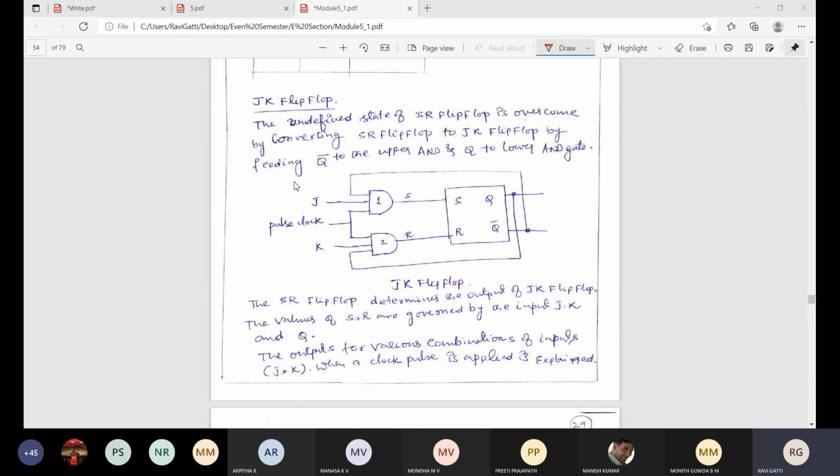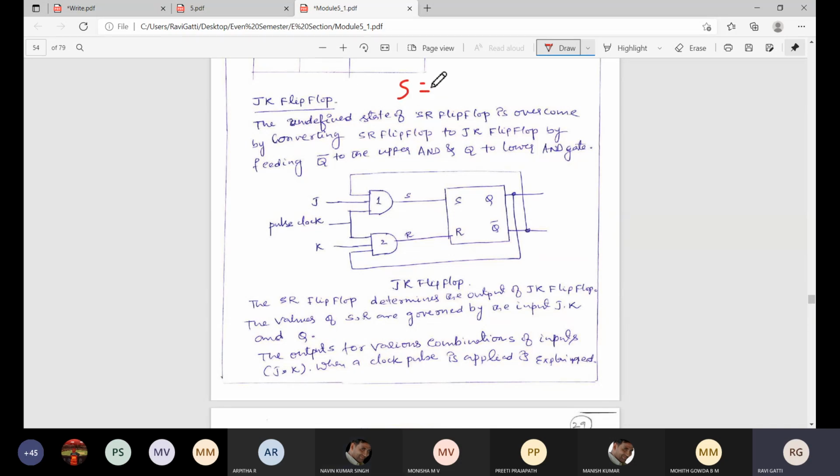Yes, Nivedita, tell me what was the problem in SR flip-flop? Anybody tell me what was the problem with SR flip-flop? Sir, for inputs 1, 1 the values of Q and Q bar were not defined. So for S and R, for the input 1, 1, the Q and Q bar are not defined, right? Yes, very good. So that was the problem in SR flip-flops.